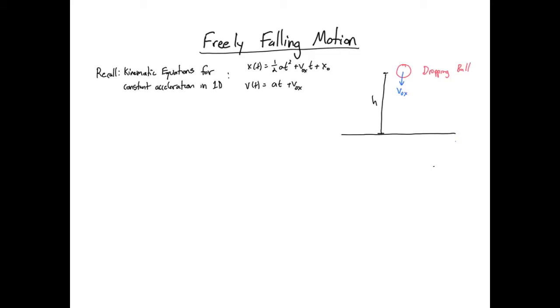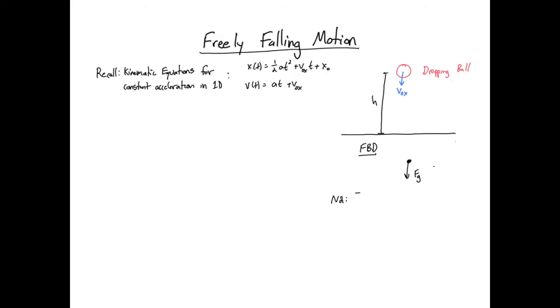If I try to draw a free body diagram for this ball, it's going to be quite simple. I start with the center of mass of the ball, and I think, okay, what forces are acting on the ball? Very clearly, the force of gravity is acting on the ball. But part of the assumption of freely falling motion is that there are no other forces, no drag forces, no other friction forces. So Fg is the only force acting on the ball.